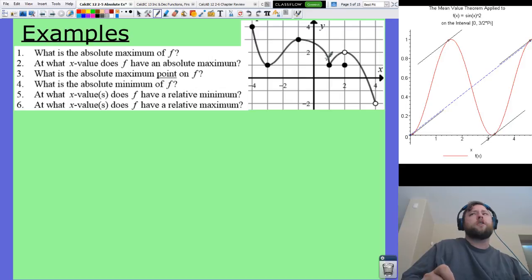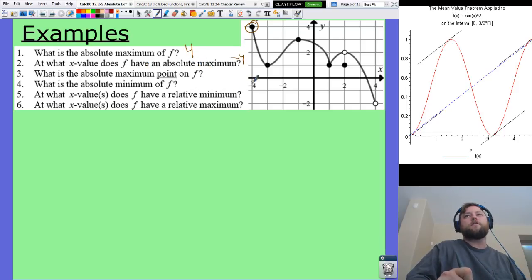I have a picture of a graph right here, and I'm going to ask these questions. This is a function. What is the absolute maximum of f? The absolute maximum is going to be the highest y value. Looking at this picture, it's going to be here, and the highest y value is 4. At which x value does f have the absolute maximum? That's at x equals negative 4, because negative 4 is right here. So the maximum is 4, and where it's at is negative 4. What's the absolute maximum point of f? As an ordered pair, I can write that as (negative 4, 4).